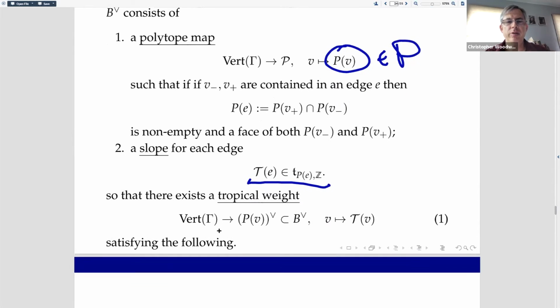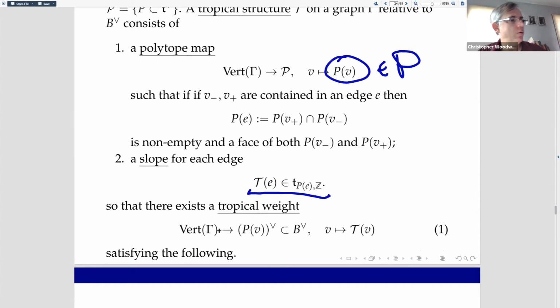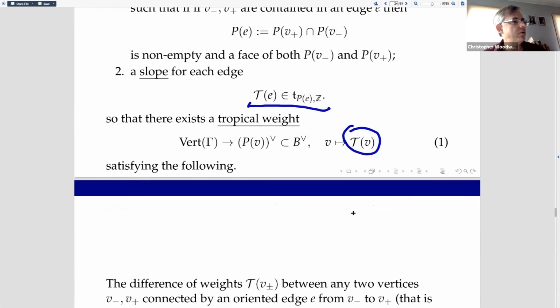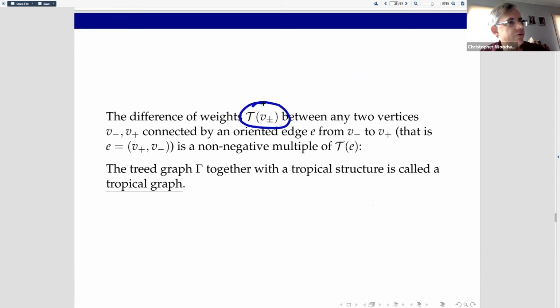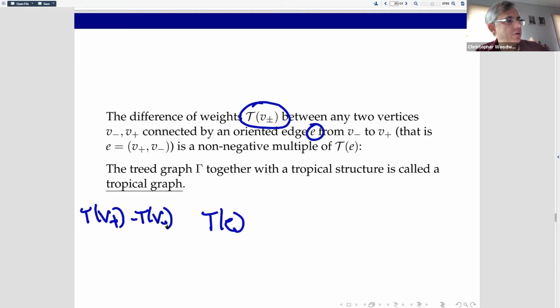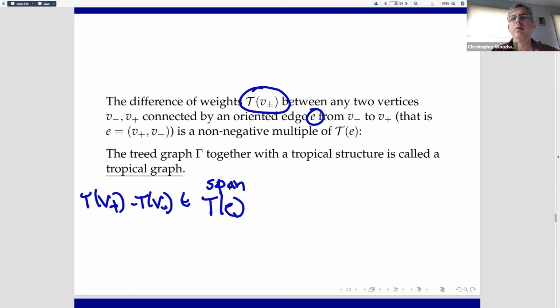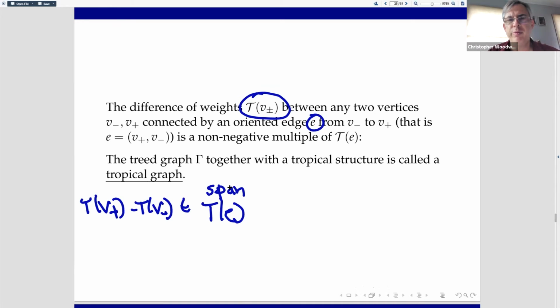And then there should be some conditions on these data. The tropical weight. Oh yeah, so there should be a T of V for each vertex. And the difference of the T of V's between any two vertices connected by an edge E should be some multiple of E. So T of V plus minus T of V minus should be in the span of T of E. Okay, and then a tree graph together with a tropical structure is called a tropical graph. Any questions about this? A lot of this is from the work of Brett Parker.